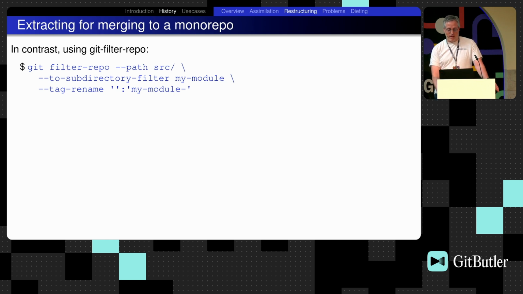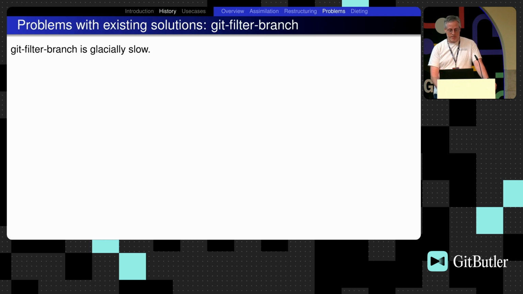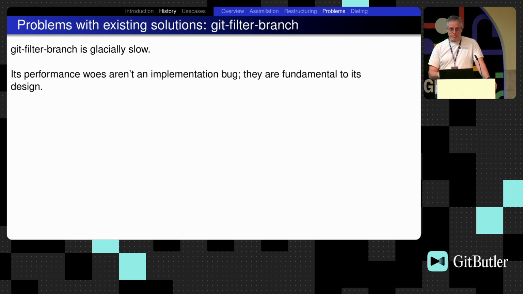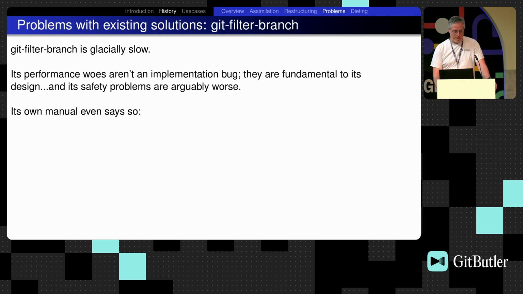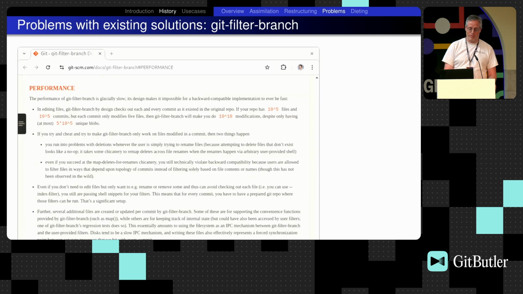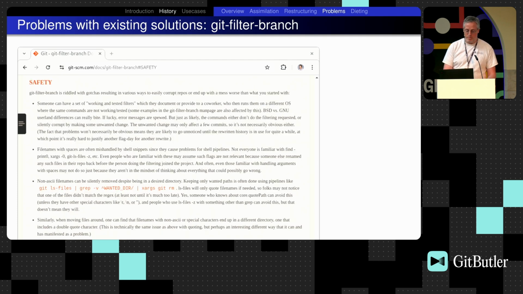But one question that you might be asking yourself is, okay, but there were other tools at the time, why didn't I just improve those tools? Starting out with git-filter-branch, it's really slow. Using it is kind of like waiting for your birth certificate to expire. And its performance woes weren't something that were just an implementation bug that could be fixed. It was built into its design. And the safety problems were actually even worse. And its own manual says so. I won't read through it all, but there is a long list of things that I added to its manual to explain to people why it couldn't be fixed.